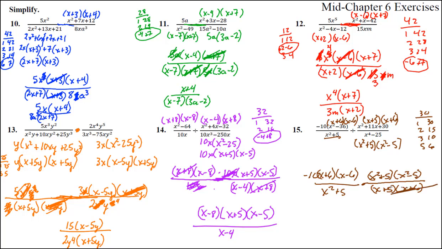So what do we get to cancel here? The plus 6 goes, the plus 6 goes. The x squared plus 5 here and the x squared plus 5 there go. So we're left with negative 10 times x minus 6 times x squared minus 5 all over x plus 5. And remember, this negative could come out in front of the whole fraction if it wanted to. Great.